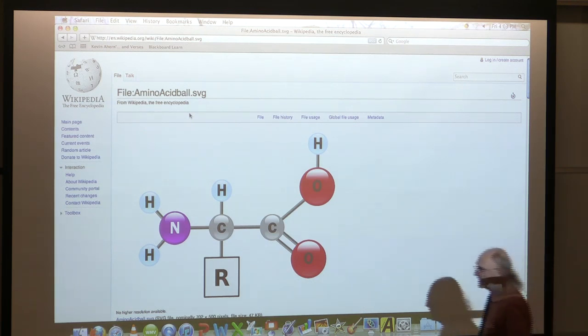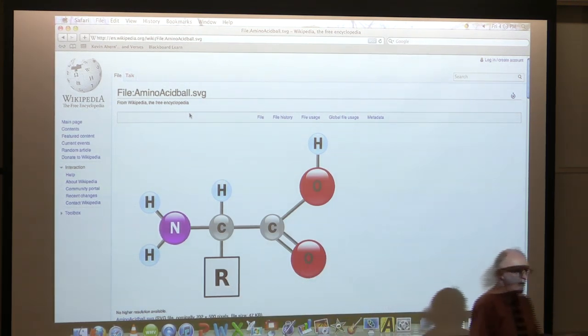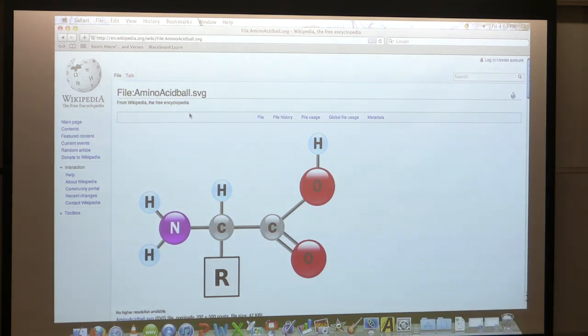We see that one of the things is an R group, and R is where the variability occurs. And we see that one thing is a carboxyl group. Now, those four things are what make up an amino acid.